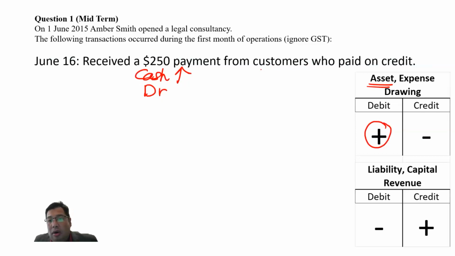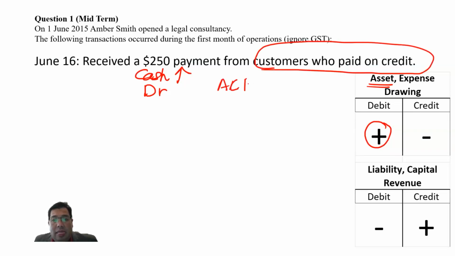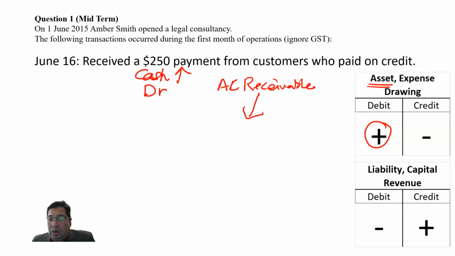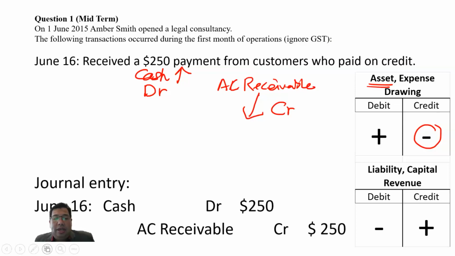And the customer who paid on credit before this is your account receivable. Your account receivable, this is your asset. When they make payment, the amount you're going to receive in the future will reduce. So this is a reduction in account receivable. So the effect will be on the credit side. So the answer will be credit account receivable, debit cash. Okay, so this is the answer. Cash, debit 250. Account receivable is an asset, credit means reduce or decrease by 250.